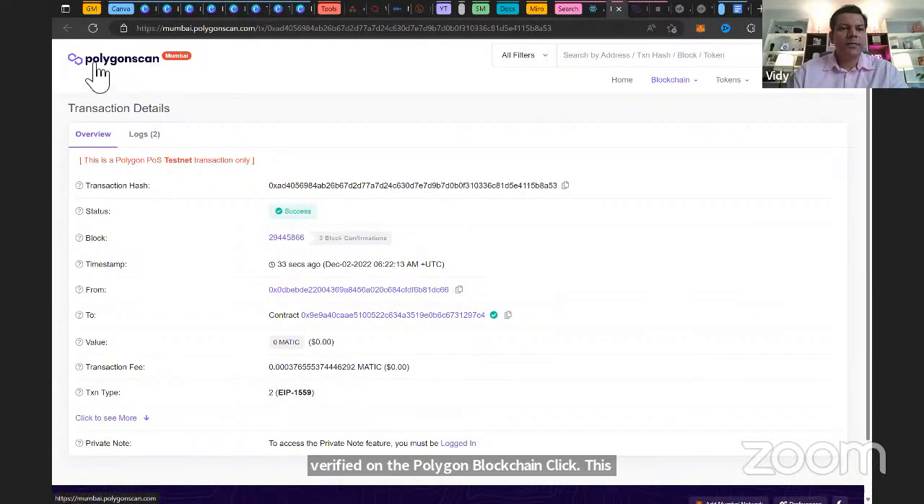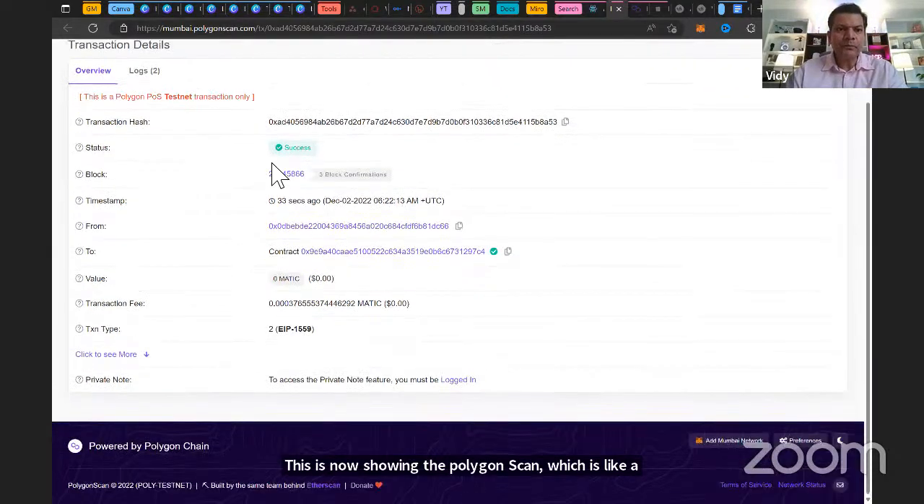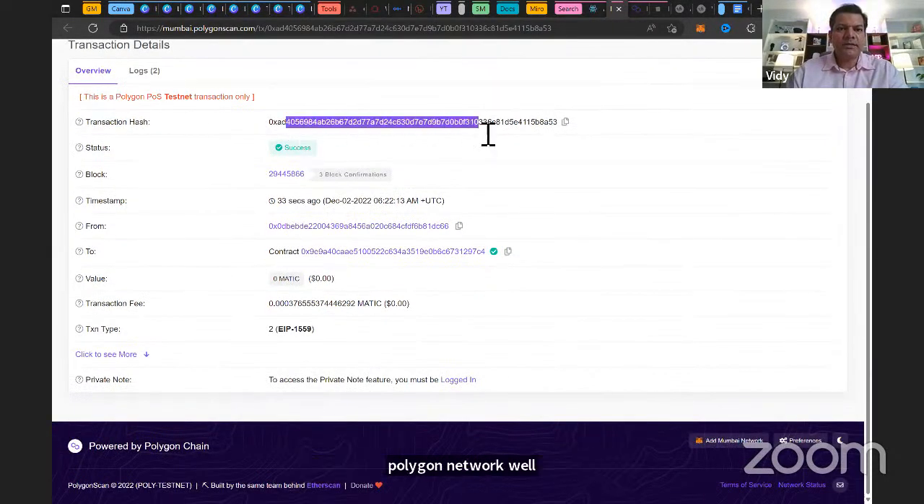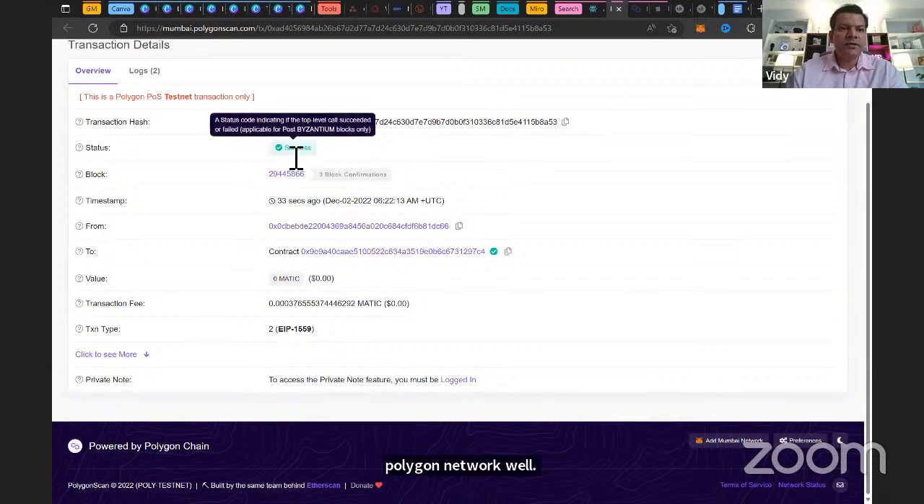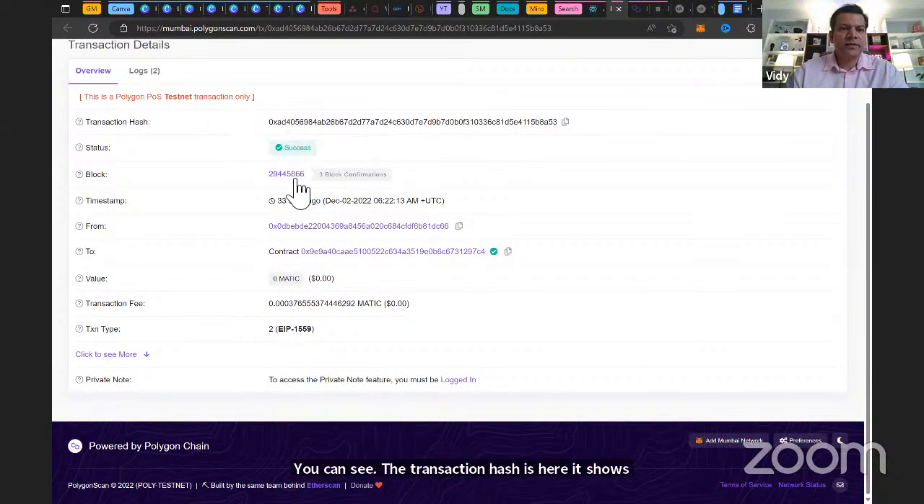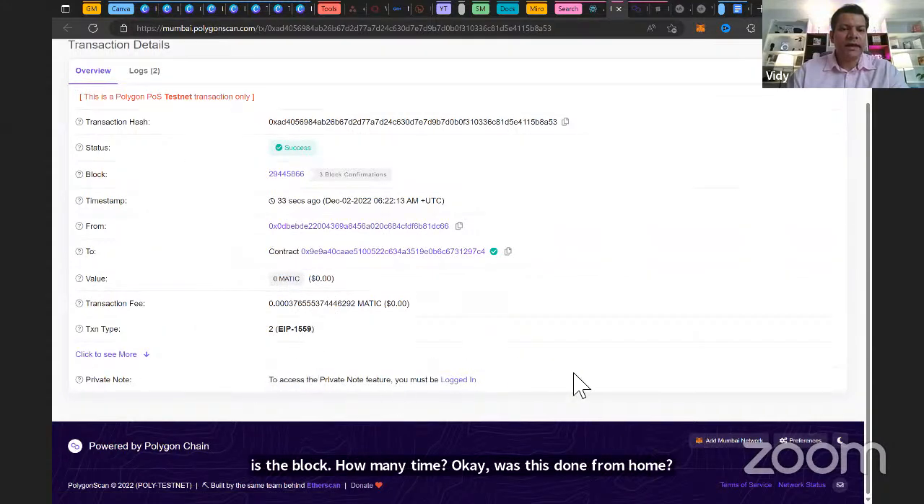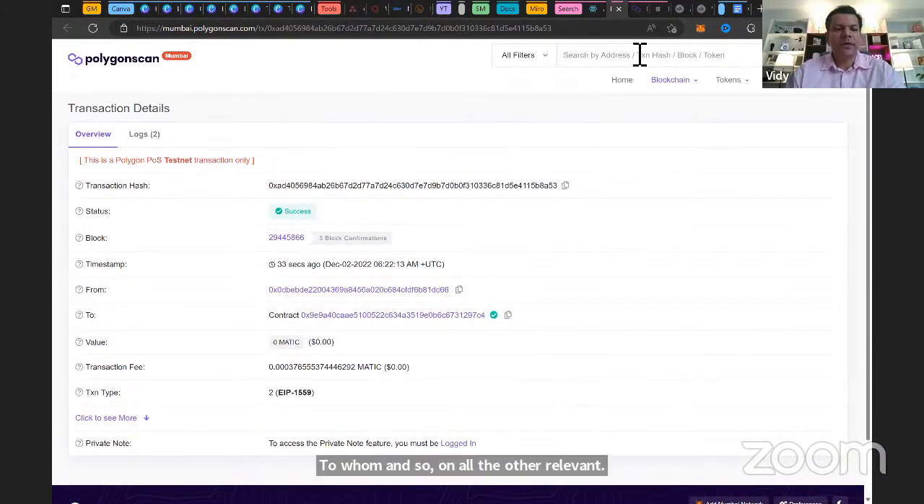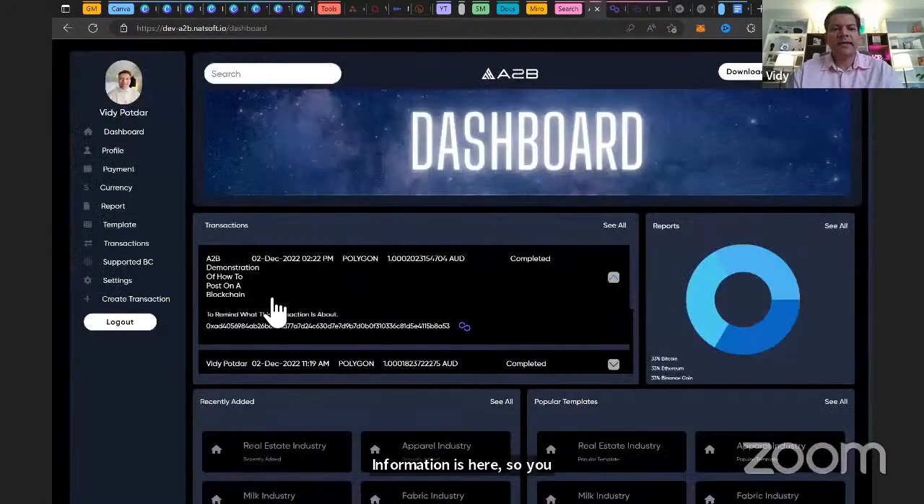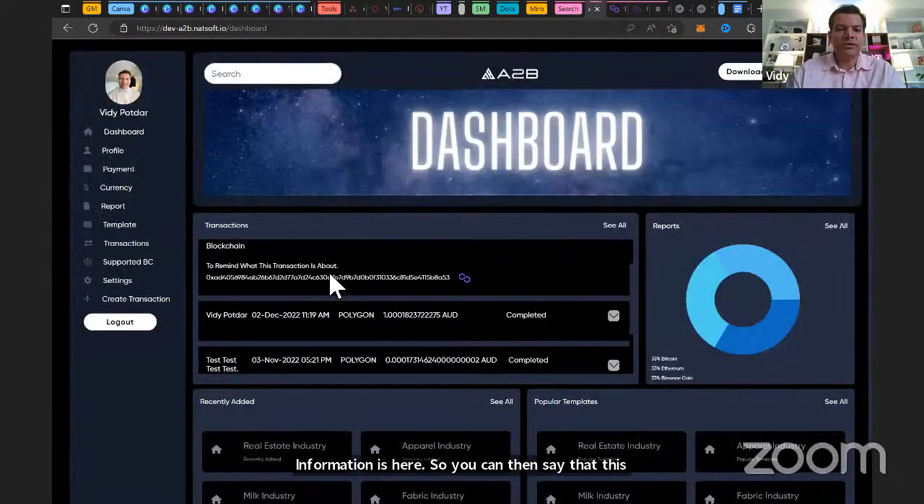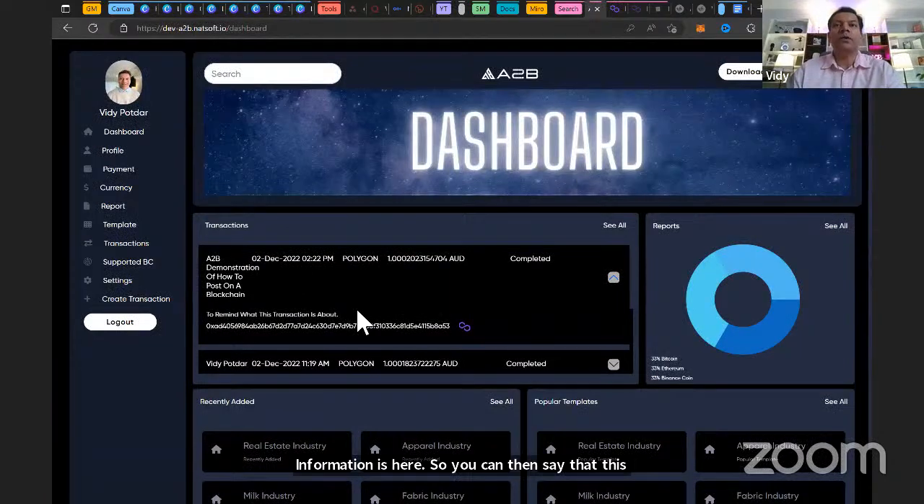This is now showing the Polygon scan, which is like a Polygon network. You can see the transaction hash is here. It shows the status is success. This is the block. How long ago was this done? From whom, to whom, and so on. All the other relevant information is here. So you can then say that this information is there on the blockchain.